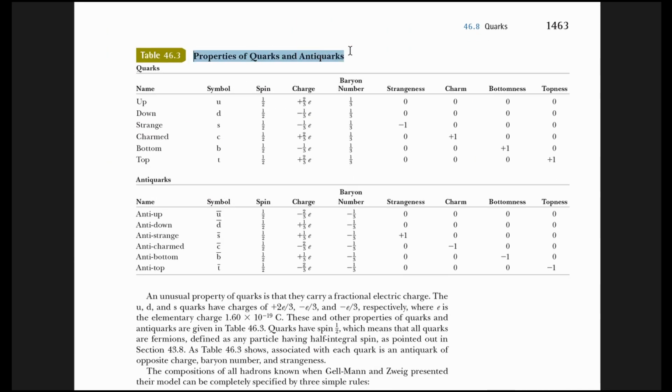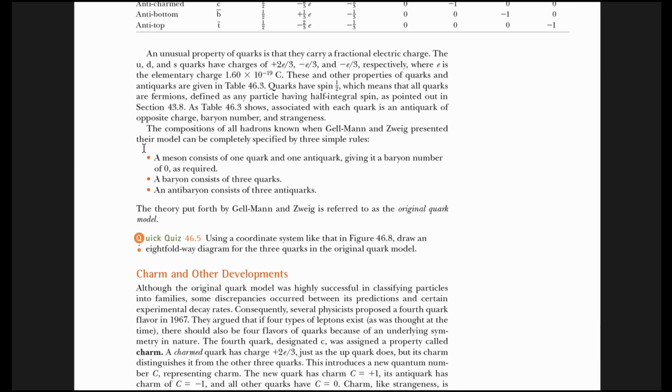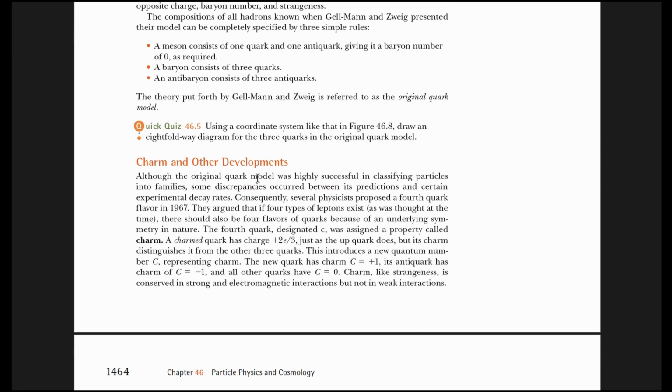There you got properties of quarks. All right. We're just going to zoom through. I don't want to read that too much. Charm and other developments. Although the original quark model was highly successful in classifying particles into families, one discrepancy occurred between its predictions and certain experimental decay rates. Consequently, several physicists proposed a 4th quark flavor.